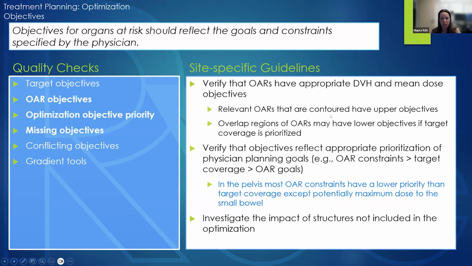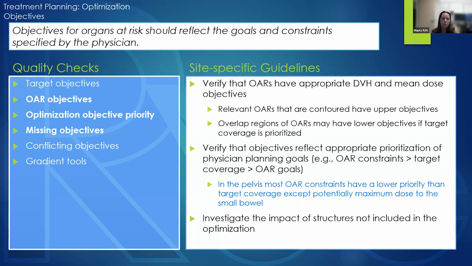For OAR objectives, you want to check that all of the relevant OARs have upper objectives, that they're, again, contoured, that you separate appropriately overlap regions. You may have to give lower and upper objectives where the target overlaps with the OAR, and then you might really push the area of the OAR outside of the target. I think James gave some really good examples of that last week. And then verify that the objectives reflect the appropriate prioritization.